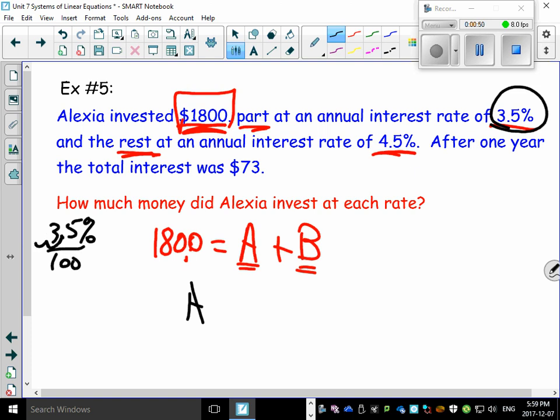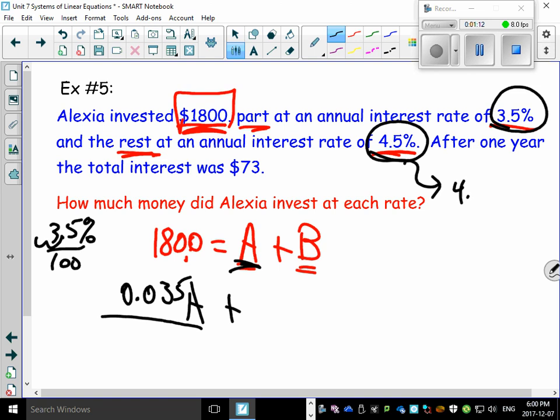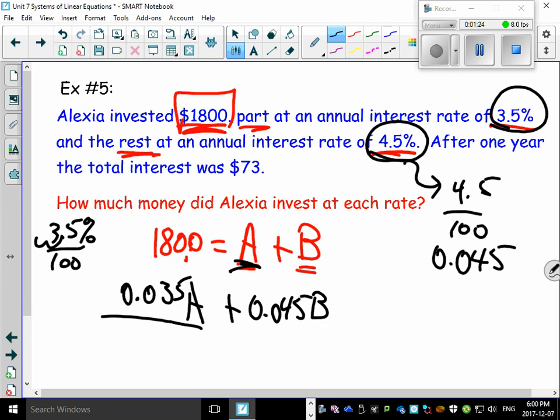So we're going to move this over to 0.035 of the investment amount. That's the amount of interest you're going to get on your original investment. That's why they're multiplied like this. Plus another amount of interest, which is 4.5%. Again, that's 4.5 out of 100, which gives you 0.045 of your investment B.